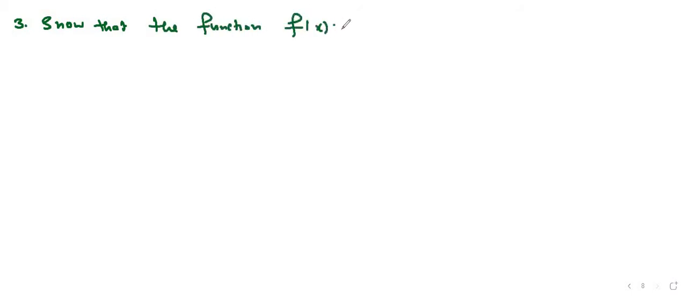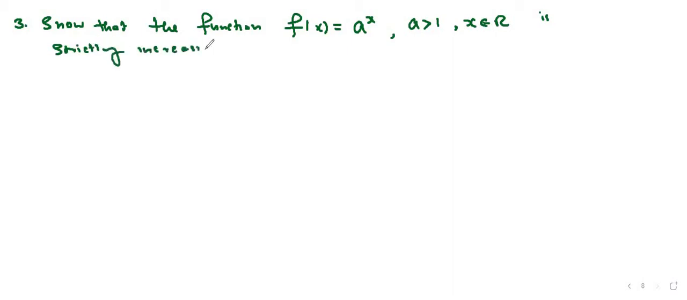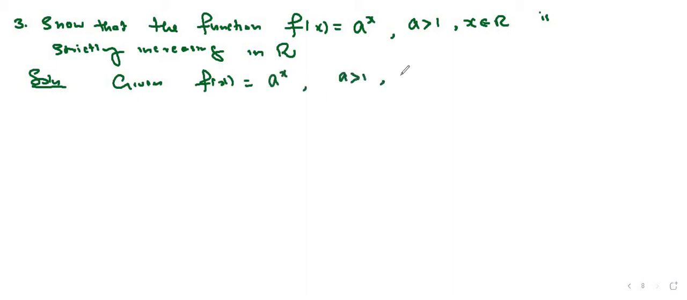The next problem is: show that the function f of x is equal to a power x, where a is greater than 1 and x is an element of capital R, is strictly increasing in its domain capital R. Solution: given function f of x is equal to a raised to x, a is greater than 1, x is an element of capital R. Now let us take 2 elements in its domain, in capital R. Now we start with x1 less than x2.